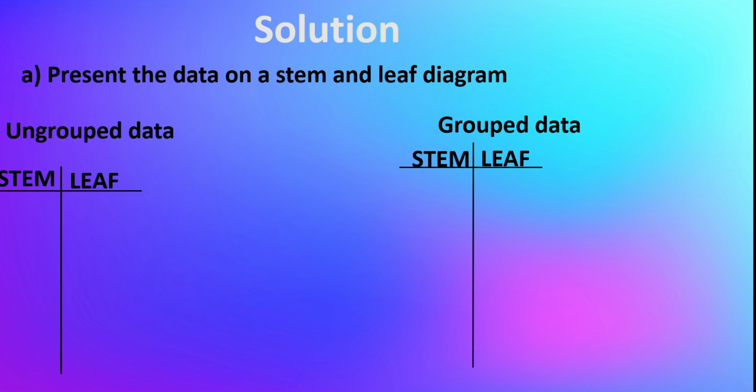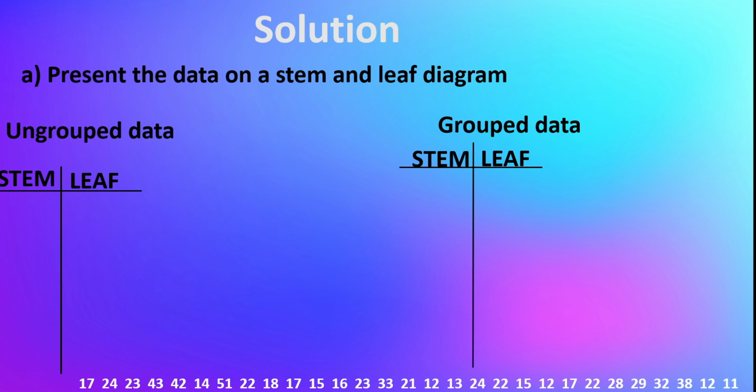So we have to bring up our series of numbers so we know what we are working with. We have to look for the smallest number up to the biggest number. In this case, our smallest number is 11 and our biggest number is 51. This determines where our stem will run up to. In this case, our stem will run from 1 up to 5.